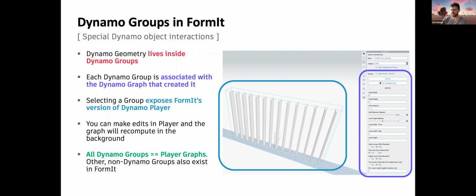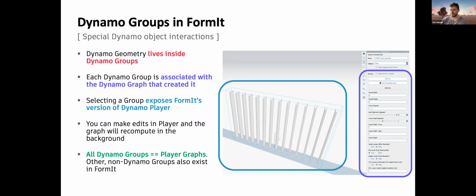So this is a slightly different implementation of Player, but it's kind of the same thing too, because all of your sliders, your inputs and outputs are going to surface here, and you can make changes, and that's going to auto rerun the graph in the background. So if you have this graph on screen right now that has louvers and you wanted to change the density of those louvers or the size of those louvers, you can do so by simply selecting that group and changing that and having it rerun in the background, which is pretty cool.